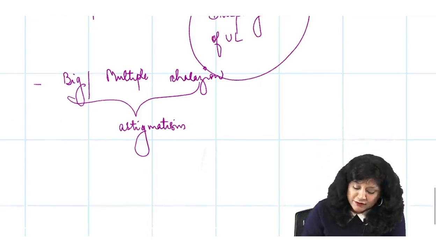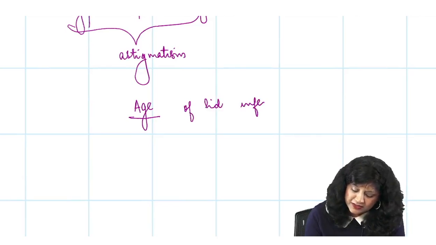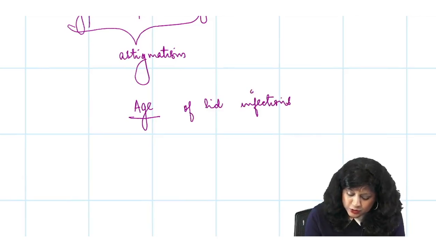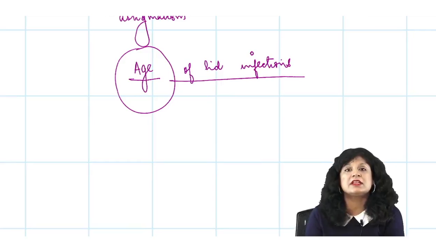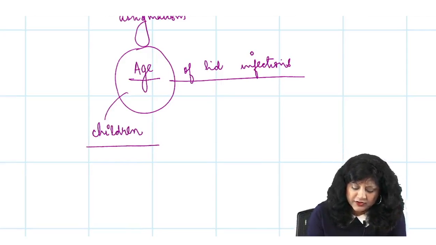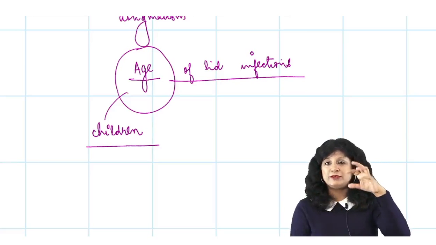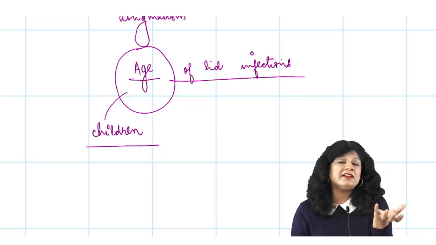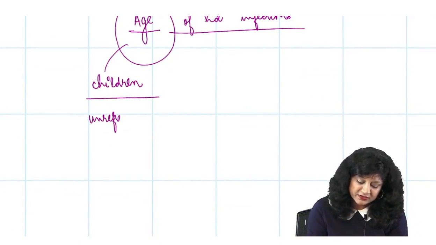Now if I talk about the age of the lid infections, whether I talk about the hordeolums or the chalazion, what age are we mostly thinking of? It is common in children. These lid infections are common in children, school age or preschool age, when they are doing more near work, and they might have refractive errors.